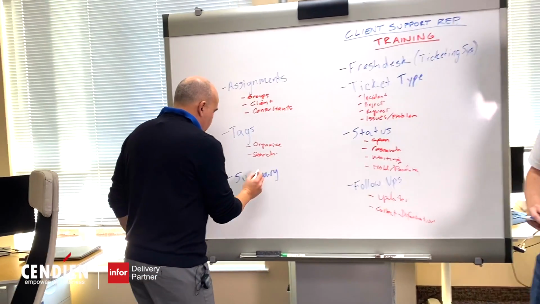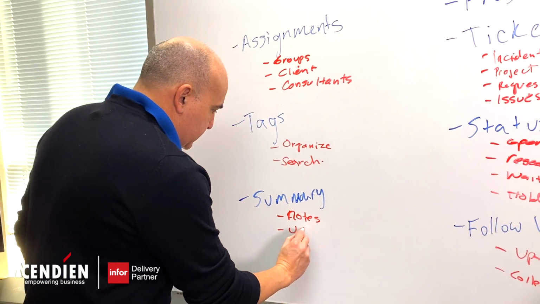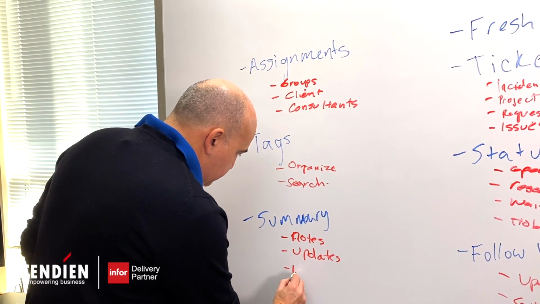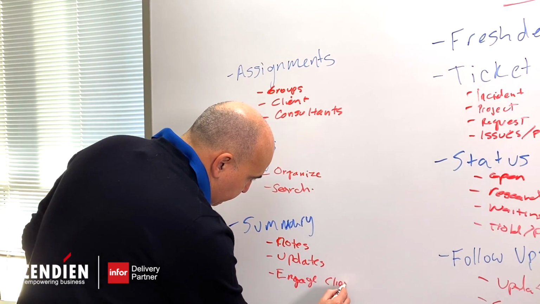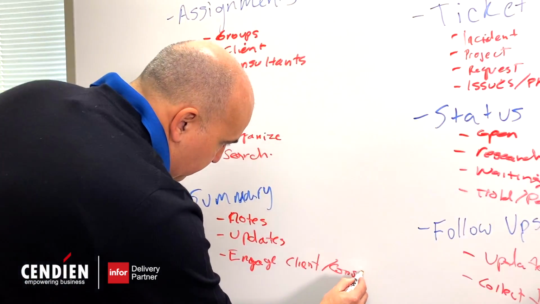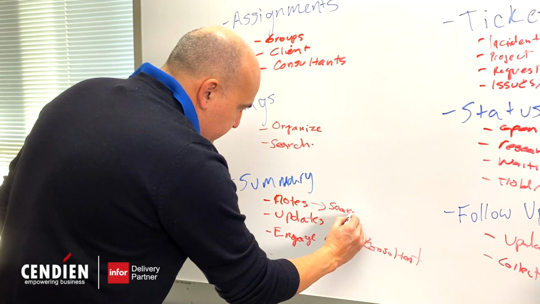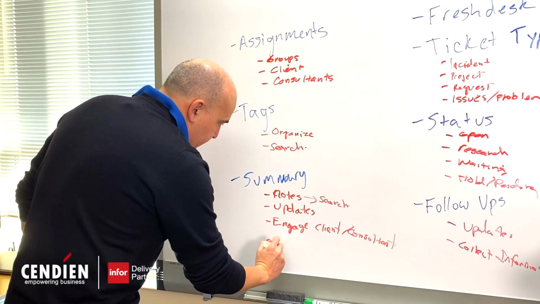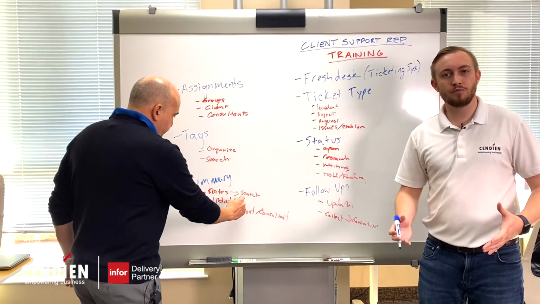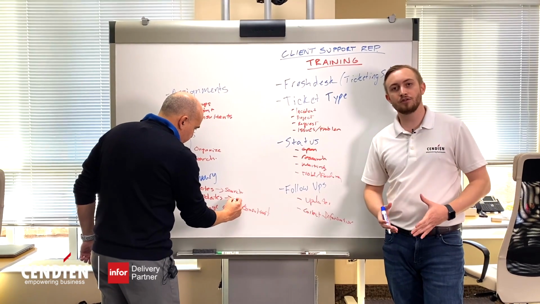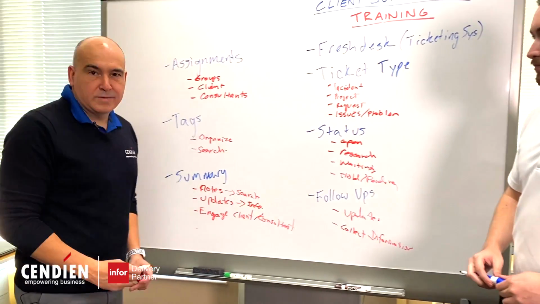So for the summary, we want to say collect as many notes as you can, provide updates, engage both the client and the consultant, and keep everyone informed. And then also on your notes, make sure you search for previous tickets and notes and updates, right? What else do we want in updates? Screenshots, transcriptions of meetings, as much detail as possible. It never hurts to put too much information on an item. More info is better than not enough.